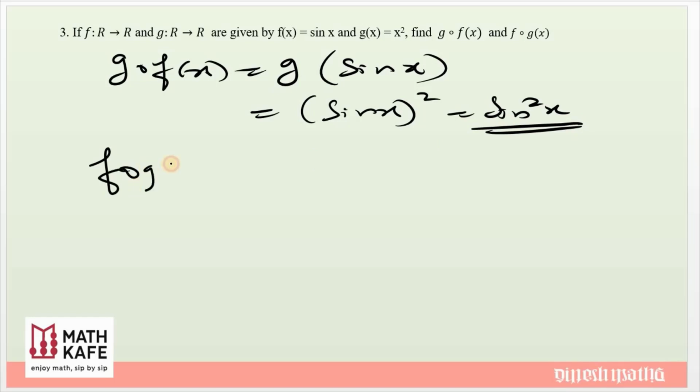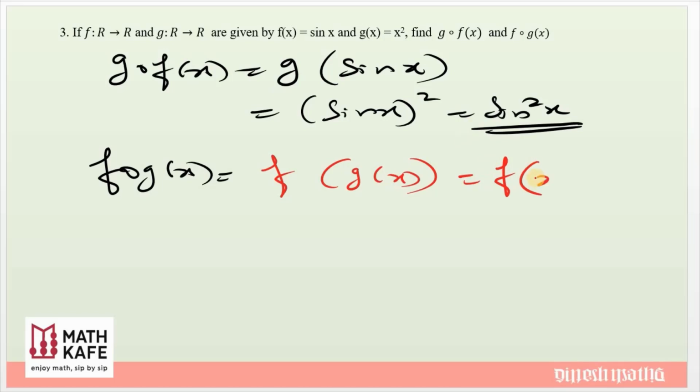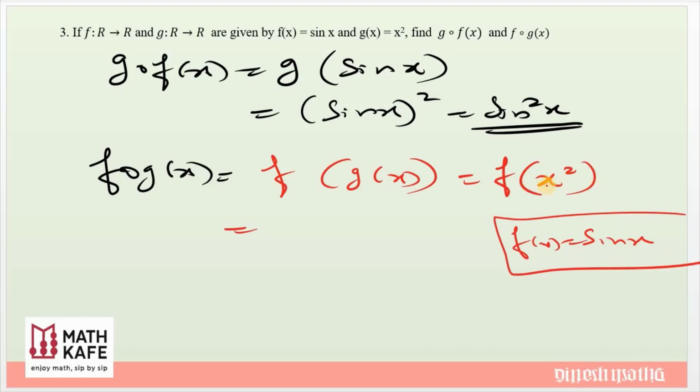Now f of g of x, the second one. So f of g of x gives you f of x square. Now again, what is f of x square? f of x is sin x. So now you are looking for f of x square.